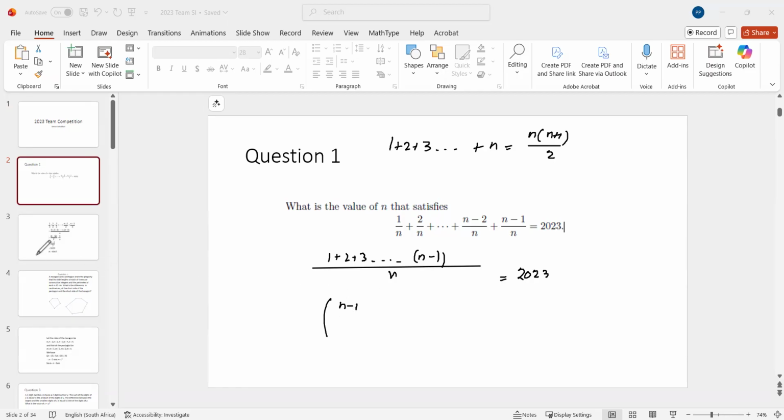sorry, let me just rewrite this. The numerator is n minus 1 times n, because the number of terms is n minus 1, over 2. Okay, so these n's will cancel, and you have n minus 1 equals 4046. So n is equal to 4,047.